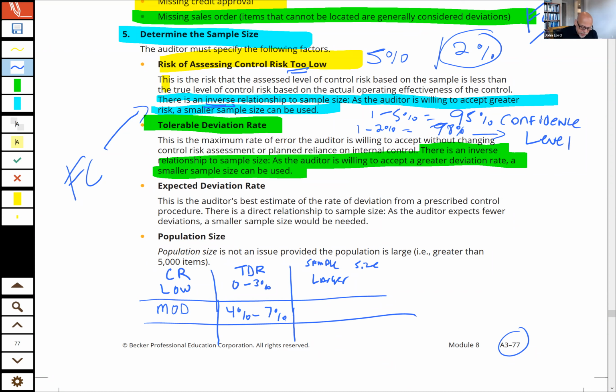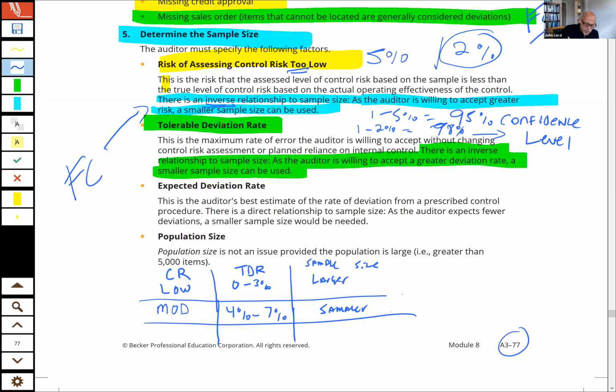Again, this book that I have back here somewhere suggested that a 4 to 7% tolerable deviation would be consistent with a moderate assessment of control risk. And so now I can probably have a smaller sample size for my control testing. I can just put smaller because I already have sample sizes as the column heading.